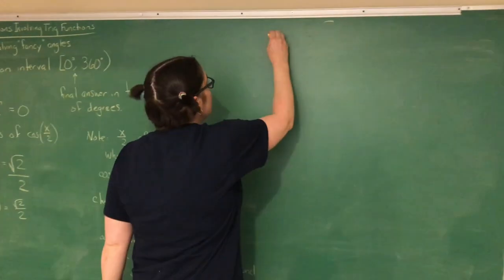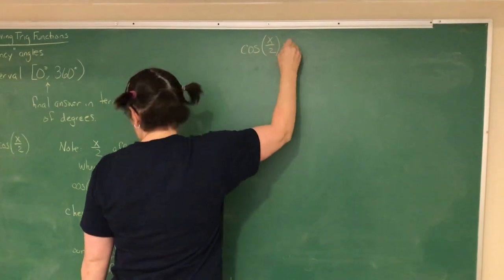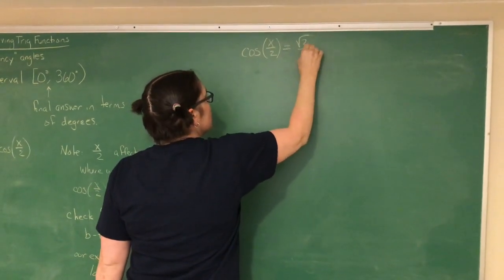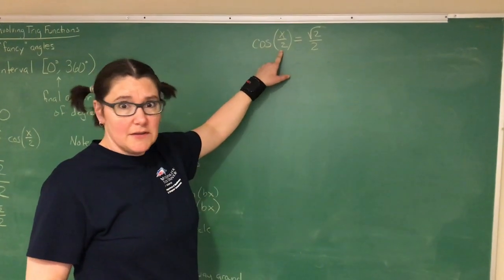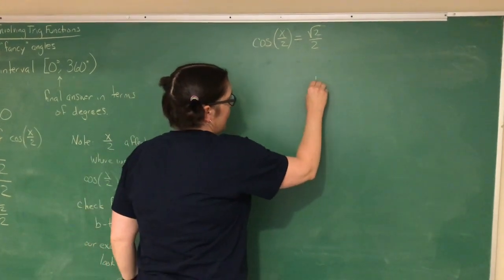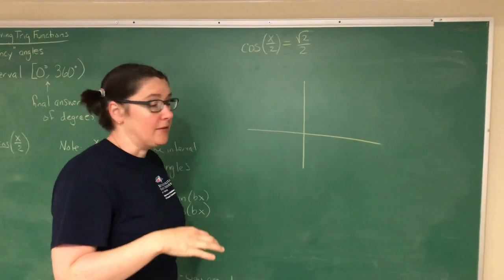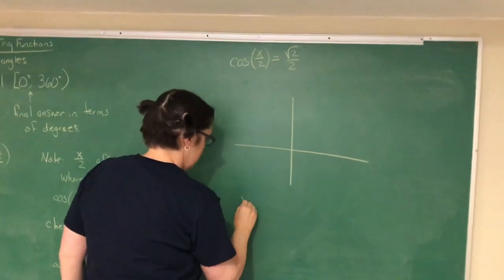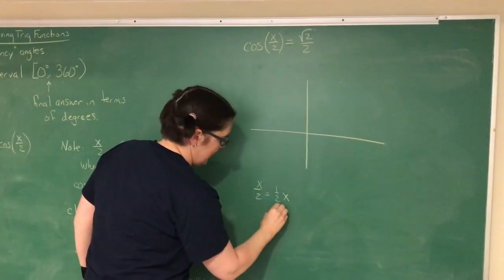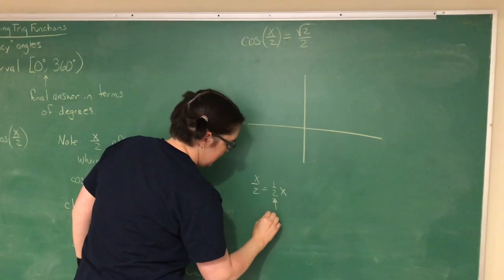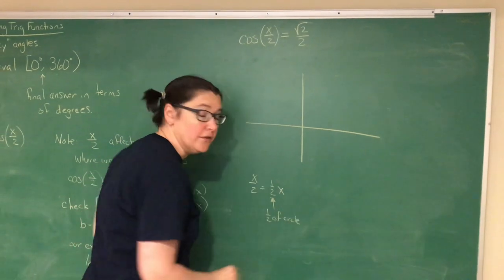Okay, so we are looking at cosine of x over 2 equals root 2 over 2. And because we have this x over 2 inside the parentheses, we are going to be searching for angles only in the top half of the circle. Because we have the x over 2, that's the same as 1/2 x. So this 1/2 tells us only the first half of our circle in terms of angles.